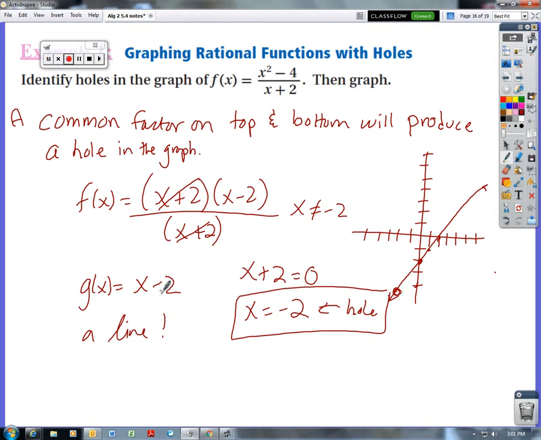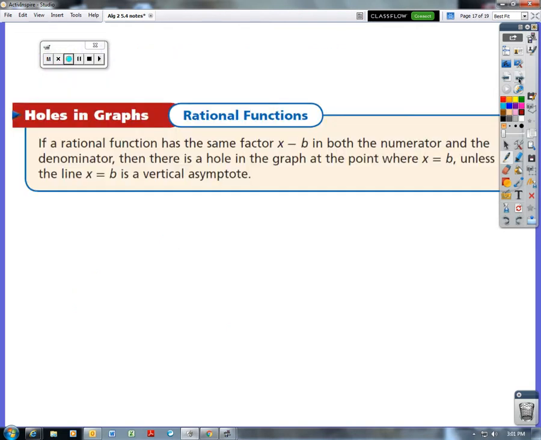So g of x, this line and this graph are the same everywhere except at negative 2, because on this line it would include negative 2, and on this one it does not. So this is a little thing the book says: if there's a common factor x minus b in both the top and the bottom, then there's a hole where x equals b, unless the line x equals b is a vertical asymptote. If there's a common factor on top and bottom, it's not going to be a vertical asymptote, it's going to be a hole.